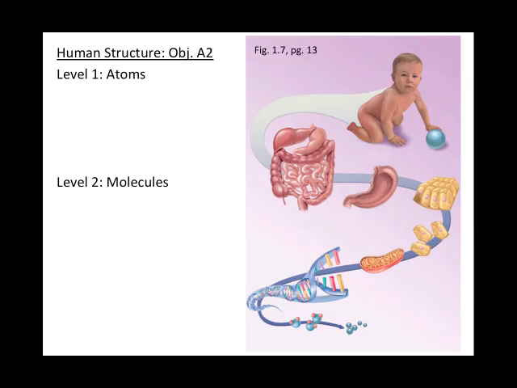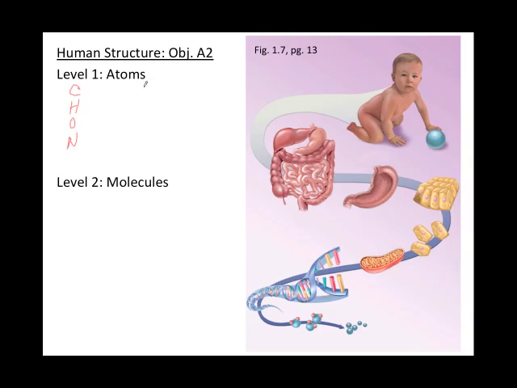Okay, let's begin our discussion in a little bit more depth about human structure. I want to first talk about the atomic level of structure of human structure. When we talk about the atomic level of structure, we're talking about the basic universal matter. Okay, we're talking about carbon, hydrogen, oxygen, nitrogen. Those four atoms are the most common of all atoms in a living organism.